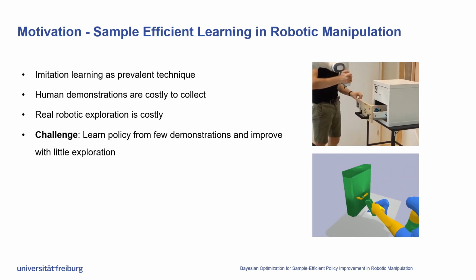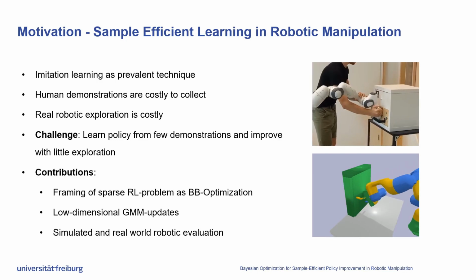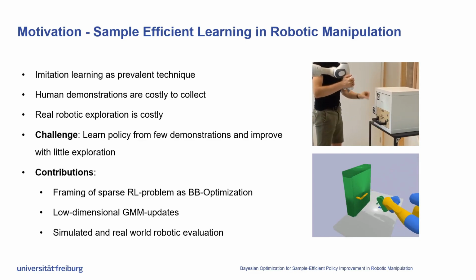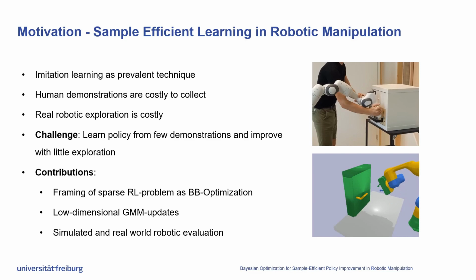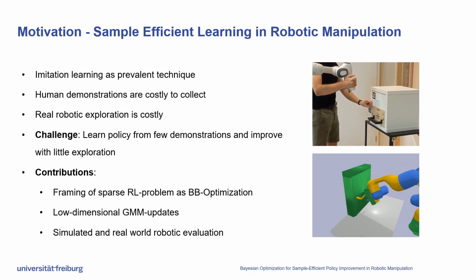steps as possible. In this work, we present a framing of a sparse RL problem as black box optimization. We introduce a low-dimensional GMM update to aid policy improvement. We demonstrate the effectiveness of our approach in simulated and real-world robotic tasks.